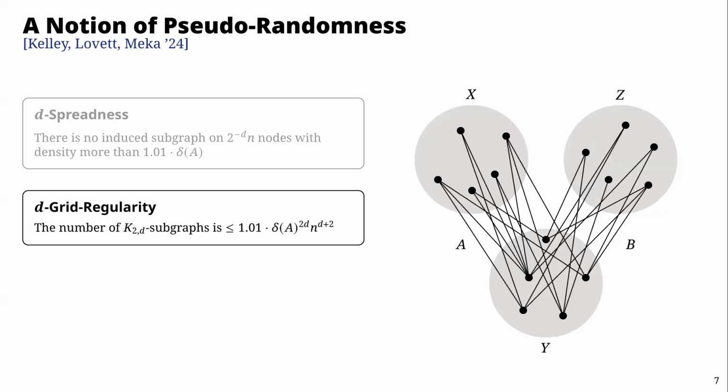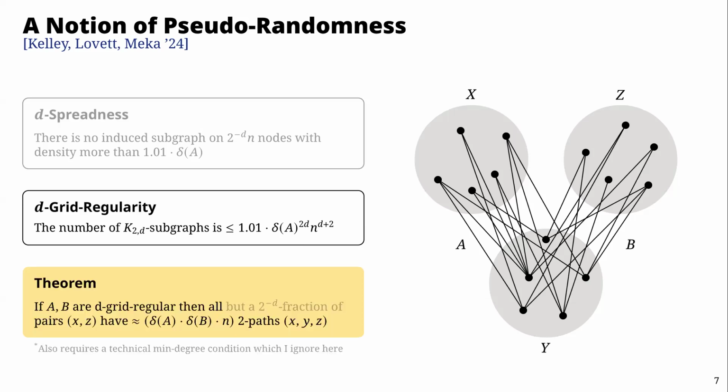So let's consider a tripartite graph. Now the nodes are X, Y, and Z, and the edges between X and Y are A, the edges between Y and Z are B. And suppose that the edge sets A and B are both d-grid regular. Then, as they prove, all pairs X and Z, where you take a node from X and a node from Z, have approximately the same number of two-paths, namely exactly the number you would expect in this graph, like density of A times density of B times n.